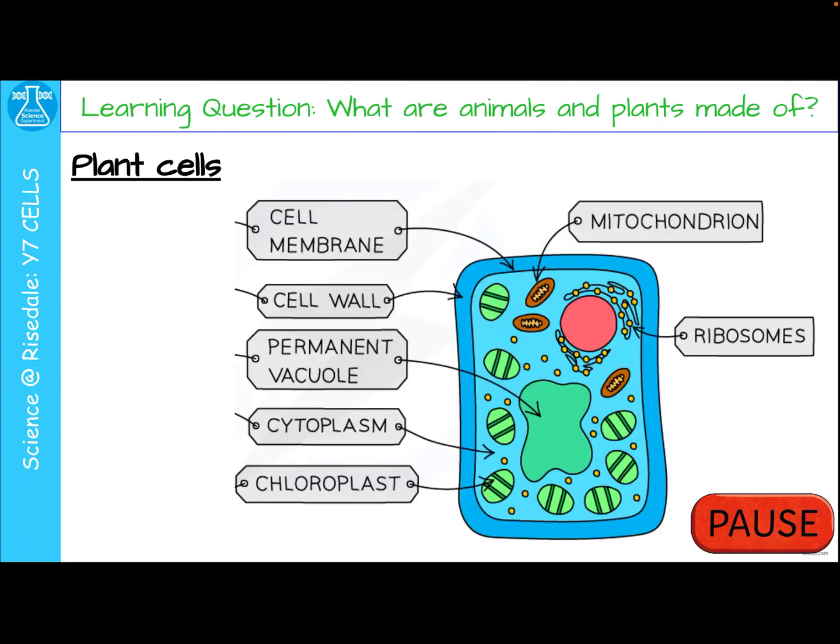Plants are made of cells just like animals, and these cells have the same parts that animal cells do, but they also have 3 parts that animal cells do not have. Pause the video and sketch this picture. Use the colouring pencils to colour in your diagram.